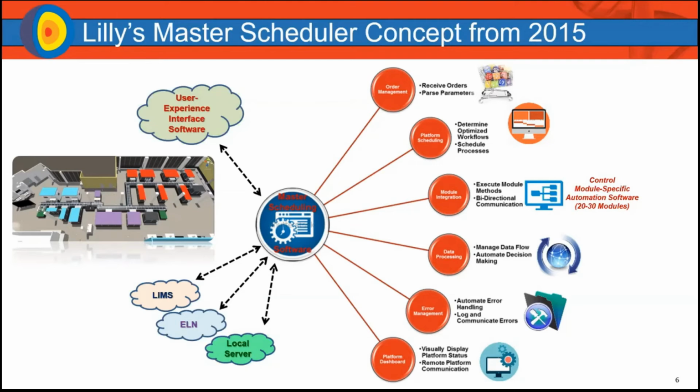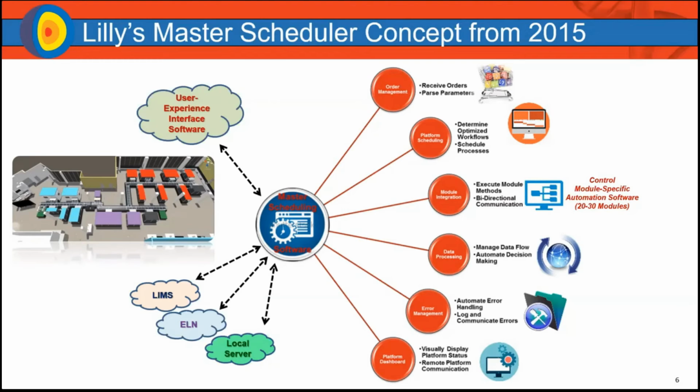As part of that, it needed to integrate those workstations, or what we called modules, so you had to have bidirectional communication there and be able to execute the different scheduling software at each workstation. There's no standard API for every automation software that's out there, so we needed a liaison between the master scheduler and those platforms to effectively communicate.